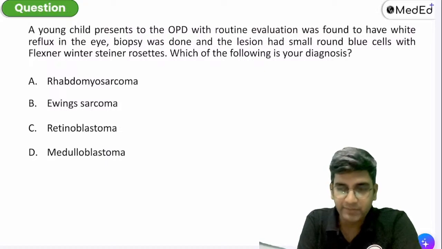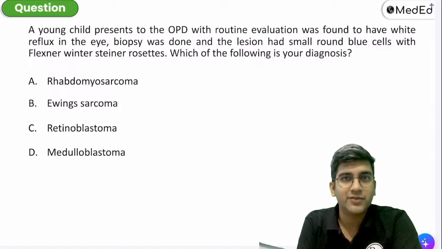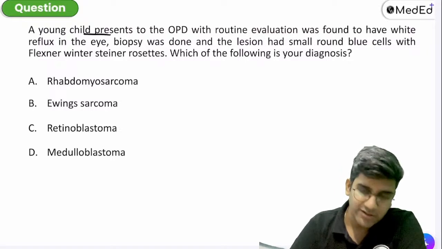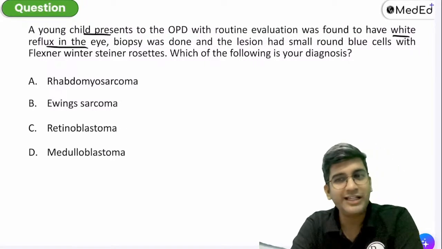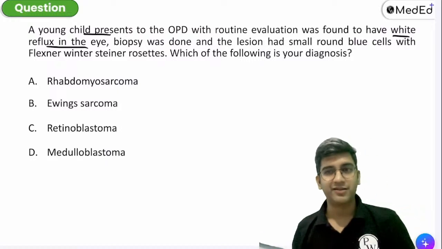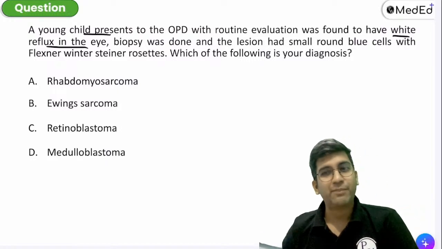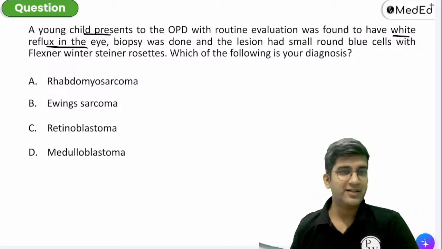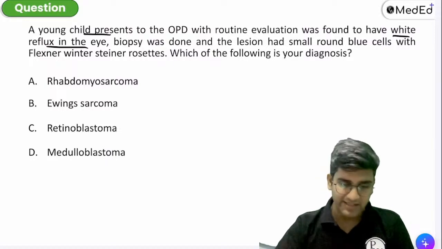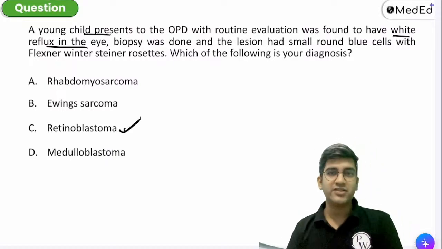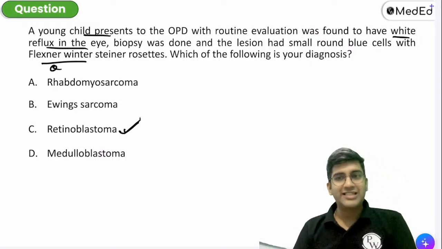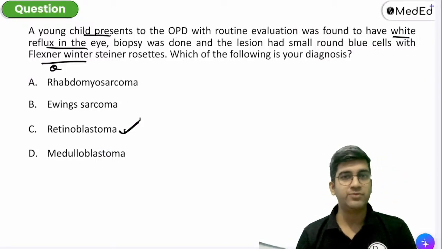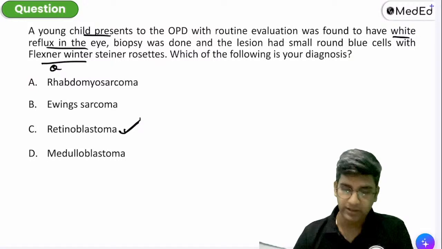Okay, next question. This is again a very, very simple question. You don't require anything, right? Young child, white reflex in the eye. Nothing else is required. What's the only tumor here which can happen inside the eye? Rhabdomyosarcoma cannot happen inside the eye. Ewing's cannot happen inside the eye. Medulloblastoma cannot happen inside the eye. Only thing which can happen inside the eye is retinoblastoma, right? This also is an MCQ. Remember that Flexner-Wintersteiner rosettes is also a classical MCQ which can come in retinoblastomas. Fine.